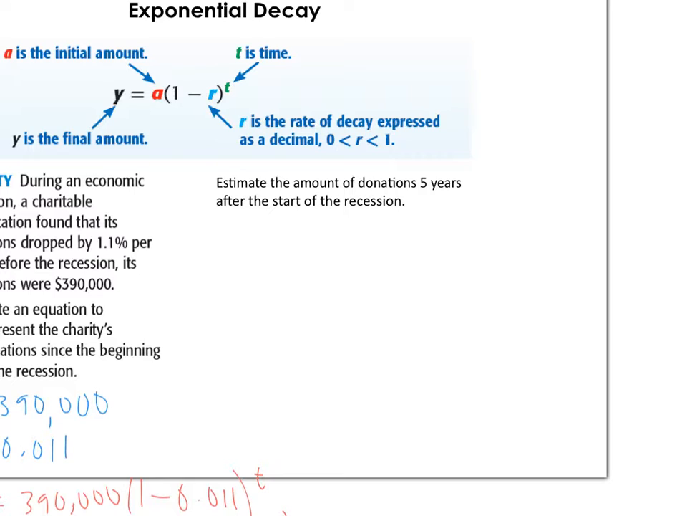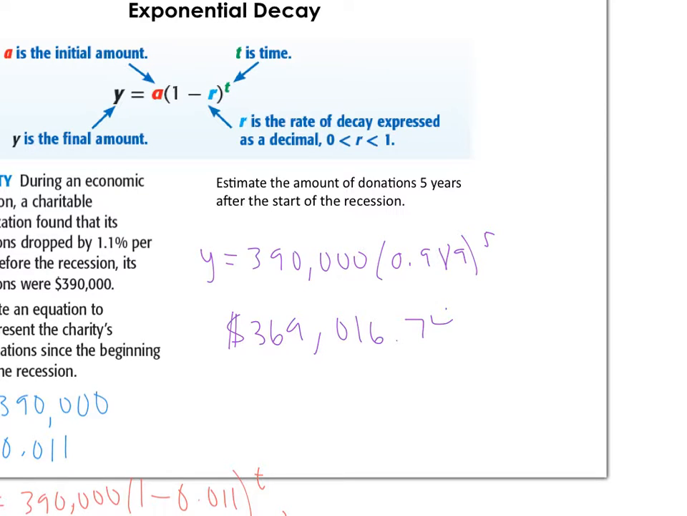Now the second question, estimate the amount of donations 5 years after the start of the recession. Well, now I just want to plug in 5 for t, so y equals, again, 390,000 times 0.989, all to the power of 5. And I can type that into my calculator, and I get an answer of $369,416.74 for my answer.